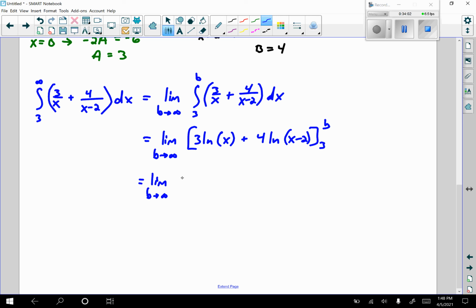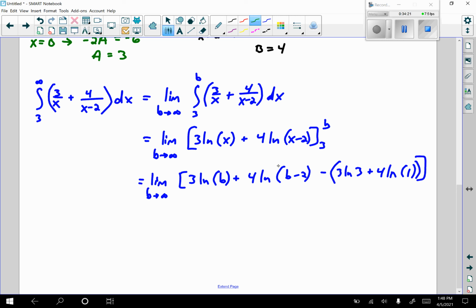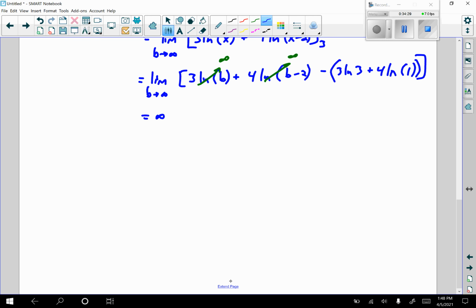Substituting in, we now get 3 times the natural log of b plus 4 times the natural log of b minus 2, minus 3 times the natural log of 3 plus 4 times the natural log of 1. So what's going to happen with these first two terms as b keeps increasing without bound? They do as well. So this is divergent. And we could say then the series is divergent since the improper integral is divergent.